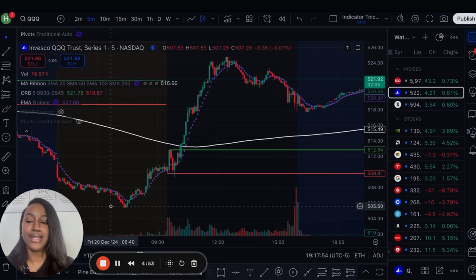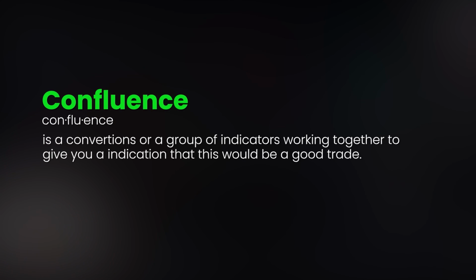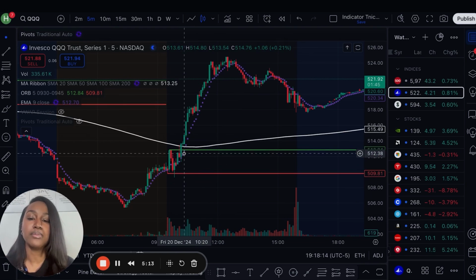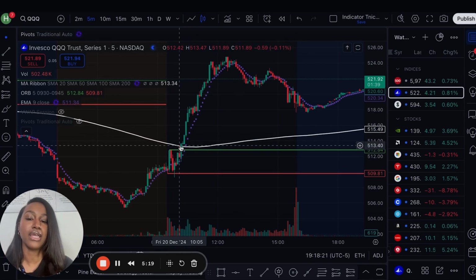So this is a great example of confluence. Remember I told you before that confluence is a convergence or a group of indicators working together to give you an indication that this would be a good trade. So this is what I would consider an A+ setup, okay? So first off, my ORB here, right? Remember ORB, opening range breakout. There is a clear break of the range here in a call position.